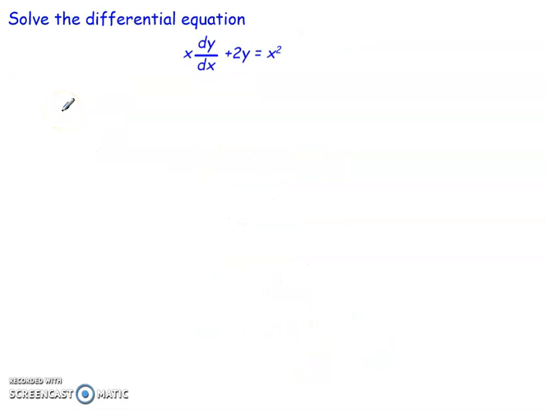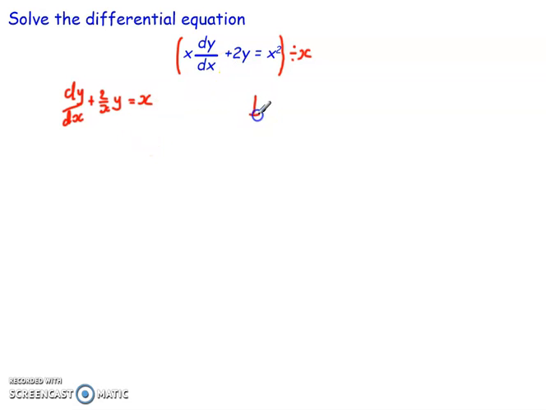Second differential equation I'm going to solve here is x dy by dx plus 2y equals x squared. So step one was to write it in the correct format. Now I've got a coefficient here of x in front of the dy by dx, and I need to get rid of that. So I'm going to take the entire equation and divide every term by x. So I can rewrite it as dy by dx plus 2 over x times y equals x squared divided by x, which equals x.